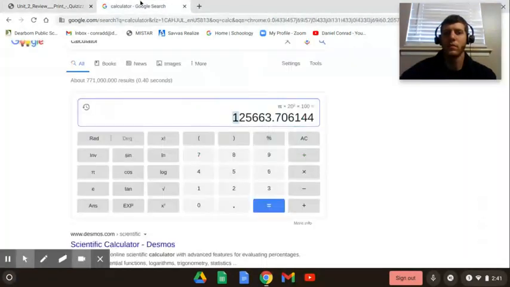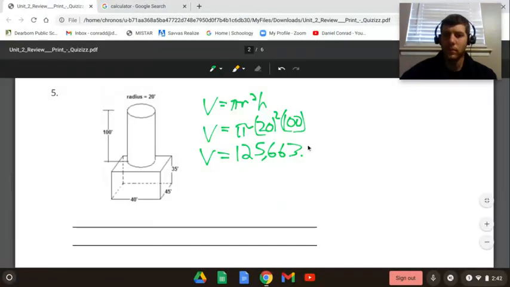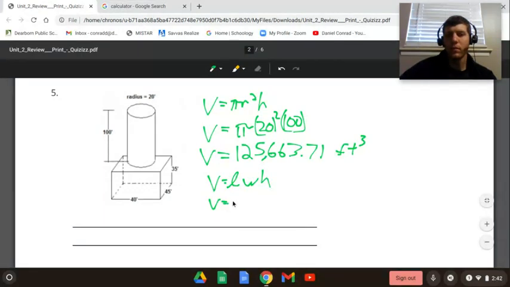What was it, 0.7? 0.71. And one hash mark is feet, so that's feet cubed. Okay, then we can do the rectangular prism, which is length times width times height. So that one's going to be 40 by 45, and then a height of 35.